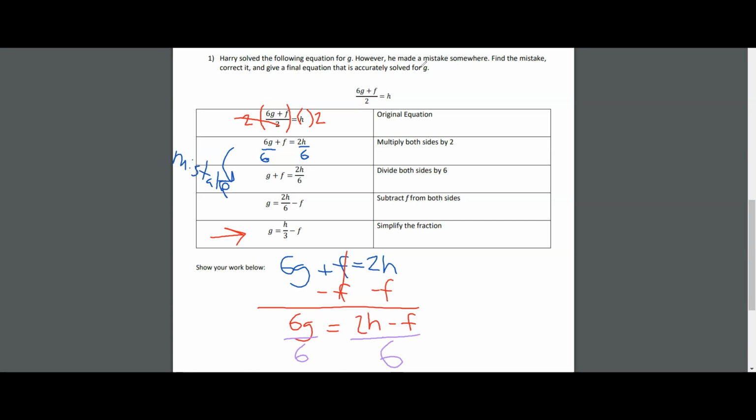Now I can just divide both sides by 6, divide the whole thing by 6, and the 6's simplify on the g side, so I'm left with g is equal to 2h minus f all over 6, which is what we got before. Now, you may think the first way was easier, you may think this way is easier. It's up to you either way, because both ways we did it were logically sound mathematically, so we're okay. It's just really your personal preference.